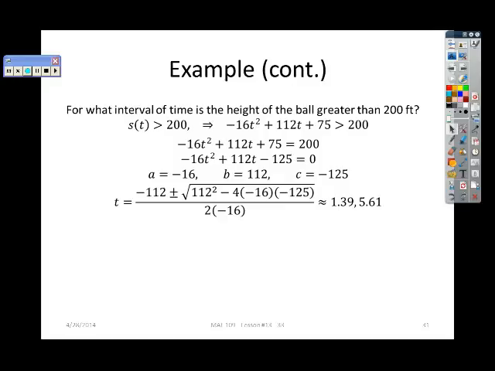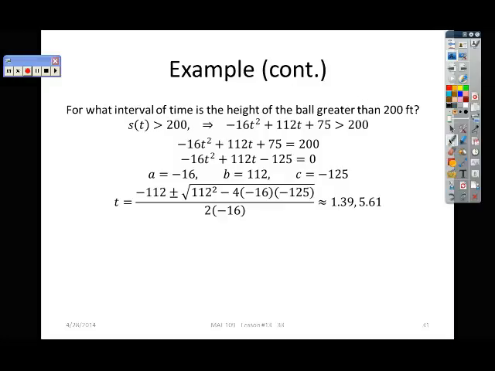Well, think about what's going on here. You're at 75 feet above the ground. You throw a ball up. It goes up to 271 feet. We just calculated that previously, and comes back down. Question is, what interval of time is it greater than 200 feet? Well, it's not 200 when you start, but it does go up above 200, so it has to cross above 200 at some point and then fall back down below it at some point after that. That's what these two numbers are. Those are the times at which it crosses through 200.